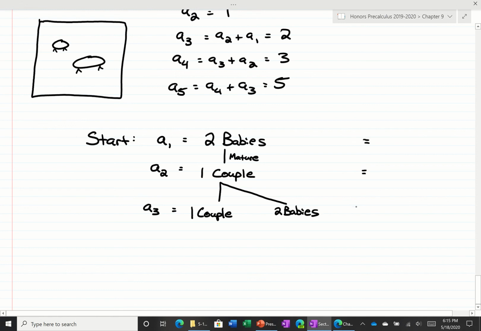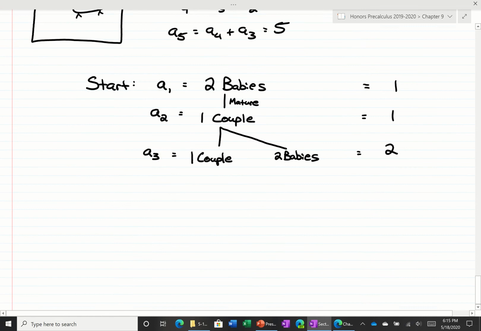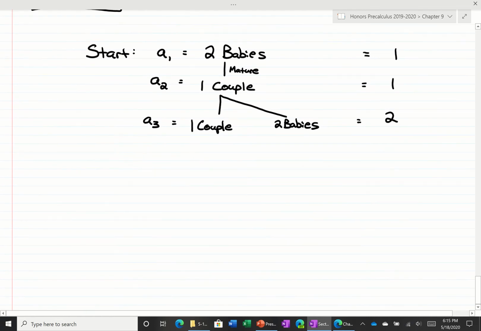So as far as the total number of couples, you have one couple to start out with. After 1 year, you have one. The next year, that couple had a couple of babies. So that gives us two couples. One sexually mature and one is not.